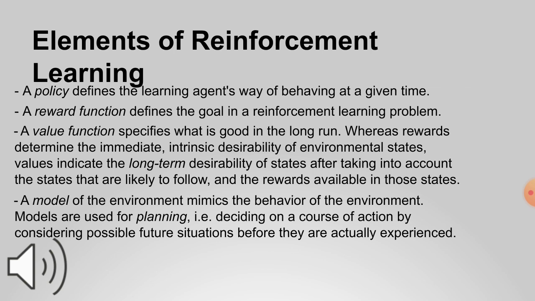Elements of reinforcement learning. A policy defines the learning agent's way of behaving at a given time. A reward function defines the goal in a reinforcement learning problem. A value function specifies what is good in the long run, whereas the reward determines the immediate intrinsic desirability of the environment state. Value indicates the long-term desirability of states after taking into account the states that are likely to follow and the rewards available in those states. A model of the environment mimics the behavior of the environment. Models are used for planning, that is, deciding on a course of action by considering possible future situations before they are actually experienced.